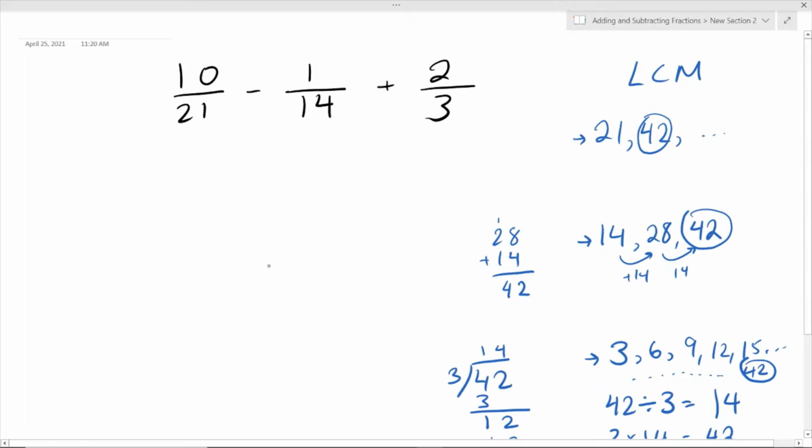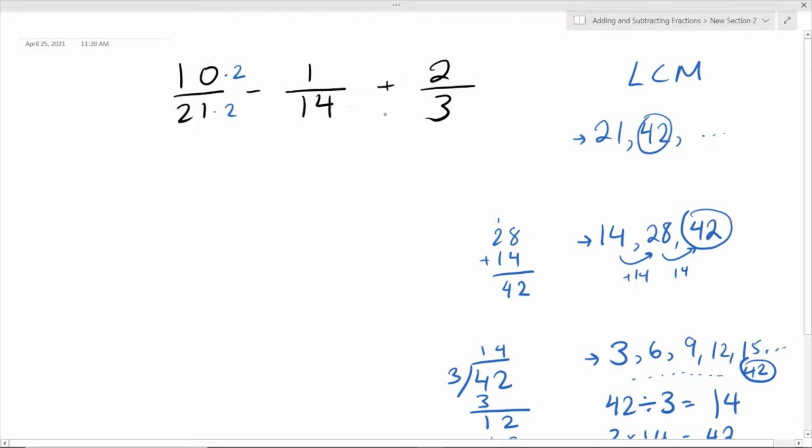So in this case, what I'm going to do is multiply these numbers and try to get 42. So 21 multiplied by what gives 42? Well, this one here's the second one, so if we multiply by 2, we will get 42. Multiply by 2 here, we're going to get 10 times 2, right? We have to do the numerator as well. Remember that, because we need to create equivalent fractions before we can add and subtract these together.